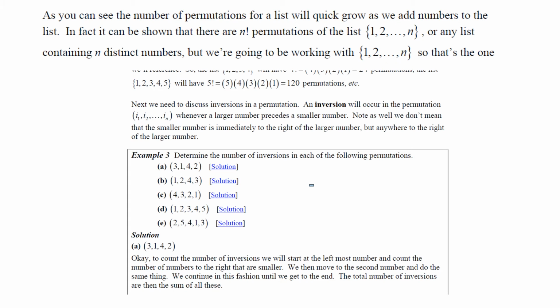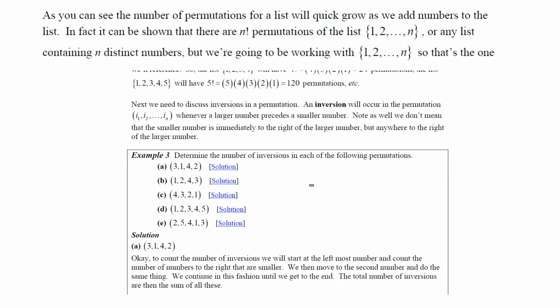As you can see, the number of permutations for a list will grow quickly as we add numbers to the list. In fact, it can be shown quite easily that there are n factorial permutations of the list 1 through n for any list containing n distinct numbers, and we're often going to be working with this list, so realize that there are n factorial permutations associated with this.